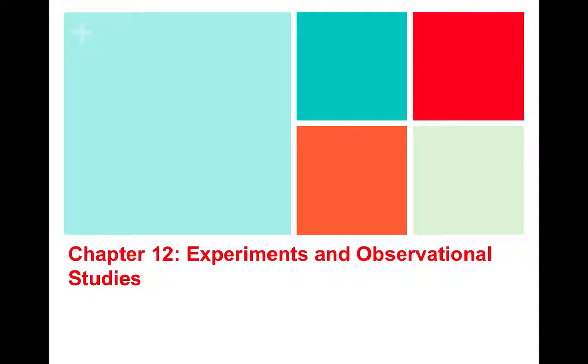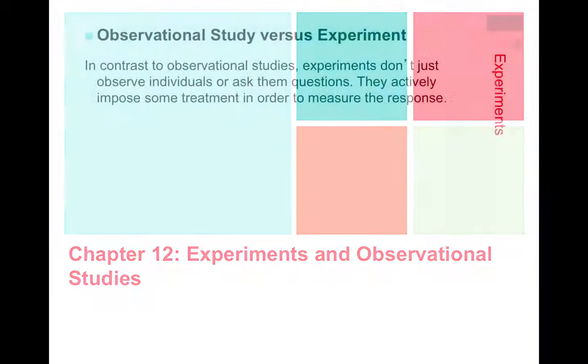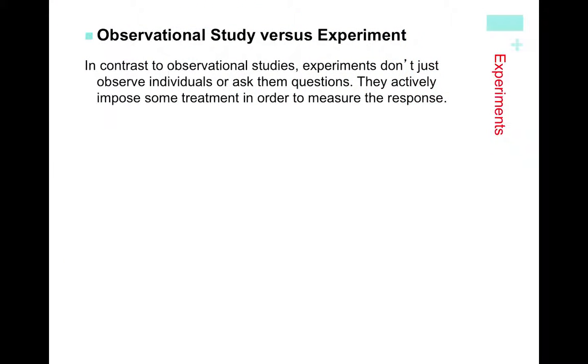Other observational studies watch the behavior of animals in the wild, or maybe even, like you guys see, when teachers are observed. Observational studies could be of interactions between a teacher and their students. This chapter mostly talks about experiments over observational studies, which is a very, very different way to produce data. In contrast to observational studies, experiments don't just observe individuals or ask them questions. They actually actively impose some treatment to measure the response.